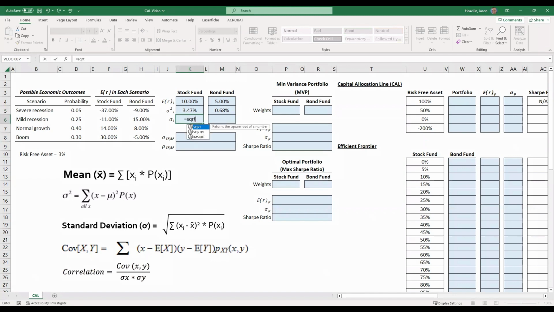So we use Excel square root function. Here we can just copy and paste it. And those are standard deviations for those two funds. And now we're going to move on to covariance.